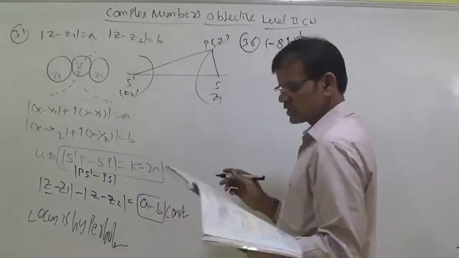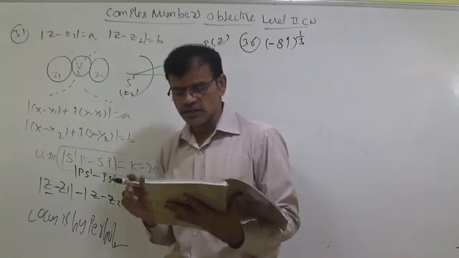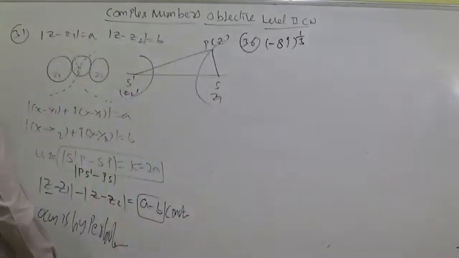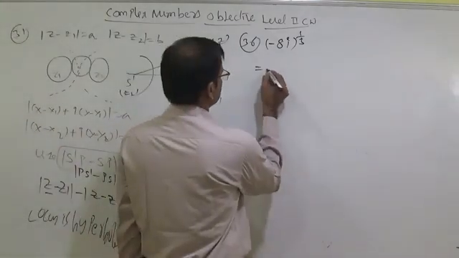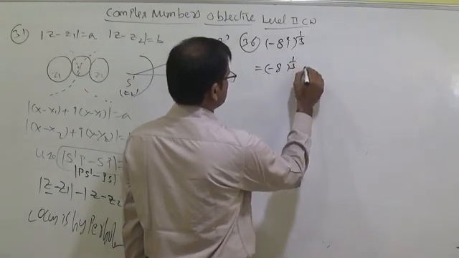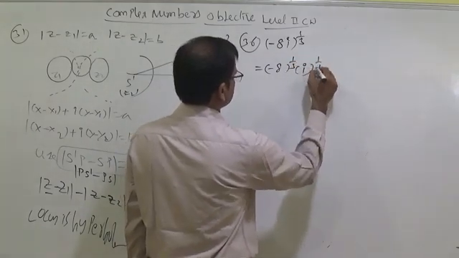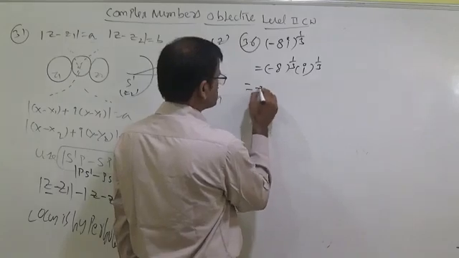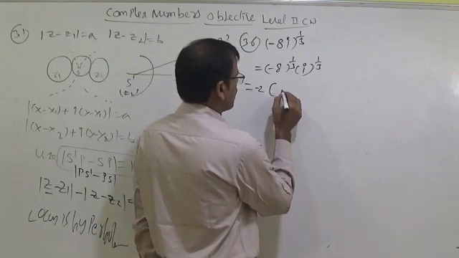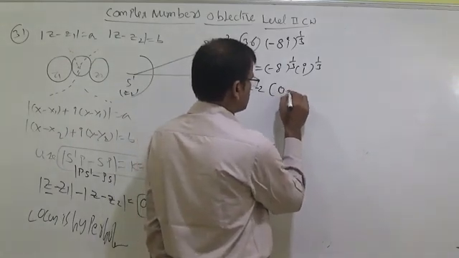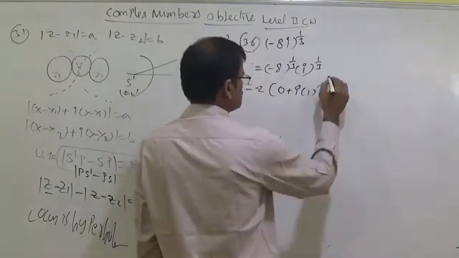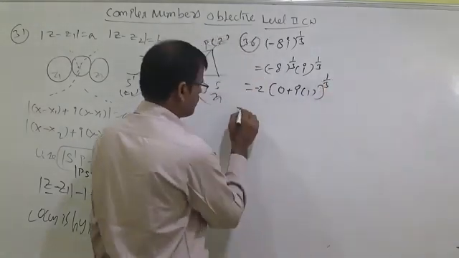Here somewhat of a mistake is there. The second option is correct only, but in the second option a print mistake is there. Let us verify the mistake. Minus 8i power 1 by 3 can be understood as minus 8 power 1 by 3 into i power 1 by 3. You can understand minus 8 power 1 by 3 as minus 2. Into 0 plus i into 1, whole power 1 by 3.